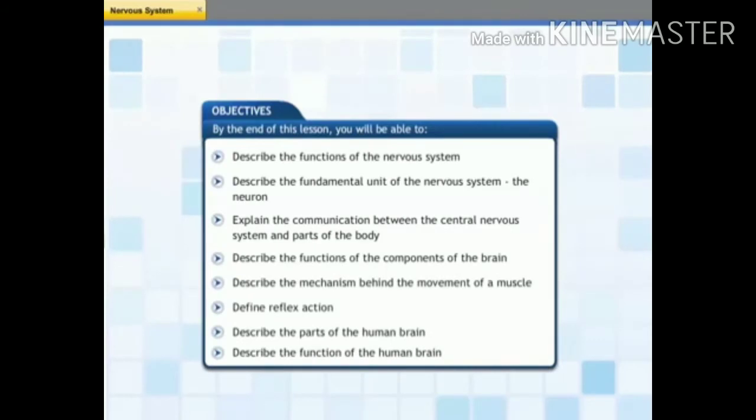In this lesson, you will learn about the nervous system and its components, reflex action, and the structure of the human brain.